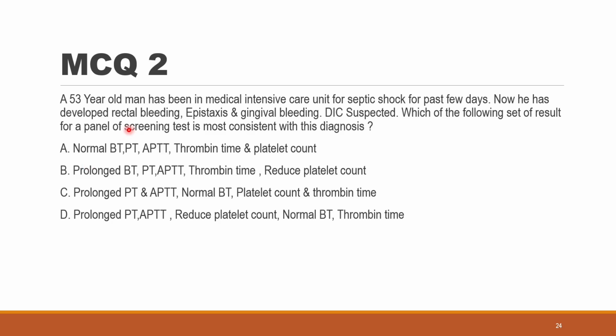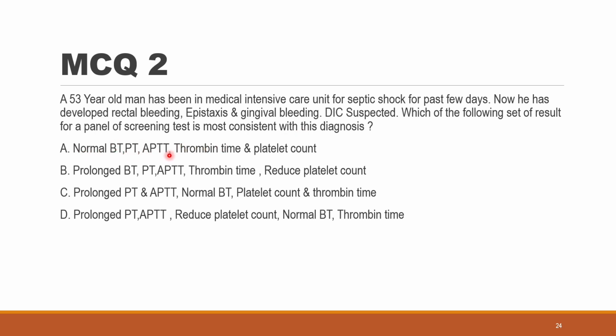Second MCQ, very important. A 53-year-old man is in the medical intensive care unit for septic shock for the past few days. Now he has developed rectal bleeding, epistaxis, and bleeding. See, the patient was admitted for septic shock. Septicemia was present, but the bleeding suddenly started. So the clinician immediately suspected DIC. Now, which of the following sets of results of a panel of screening tests is the most consistent with the diagnosis? So, which screening test will reflect that it is a DIC?